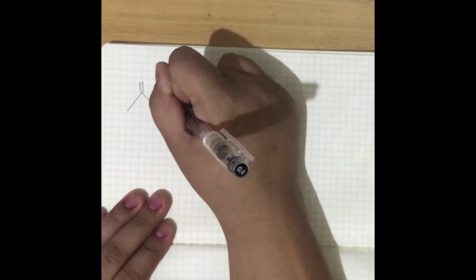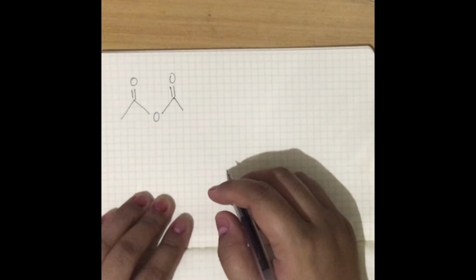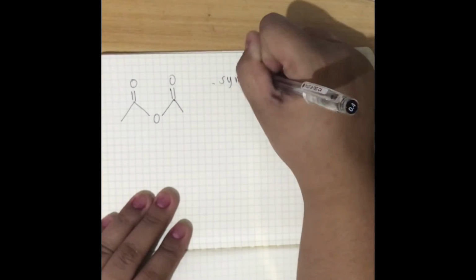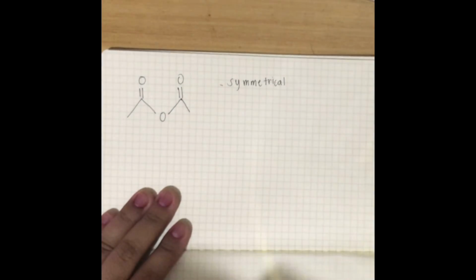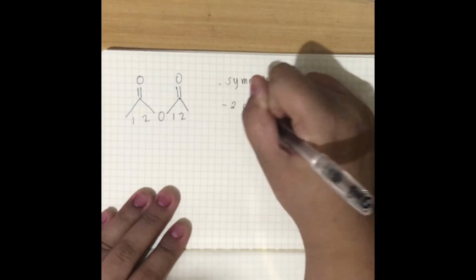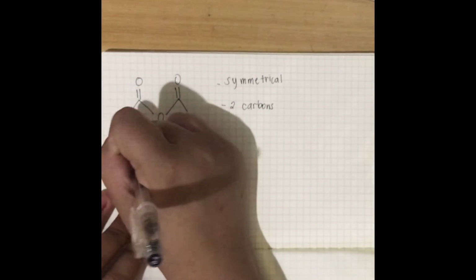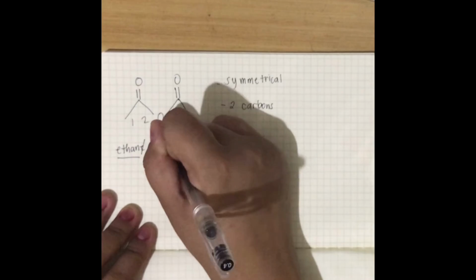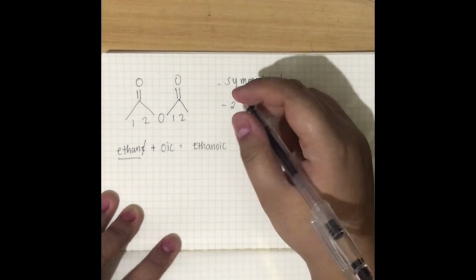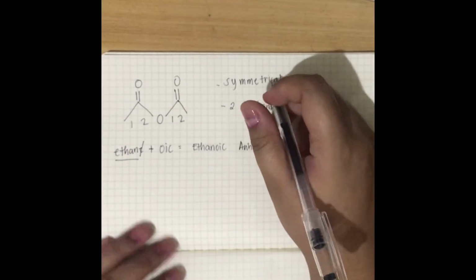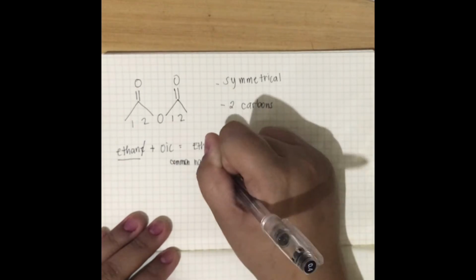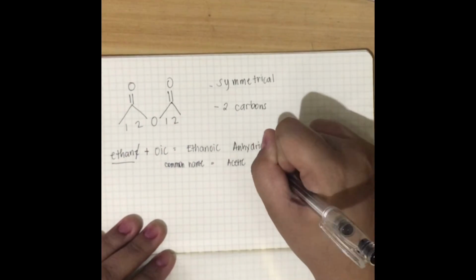So for the first example, we have this particular acid anhydride. This acid anhydride is symmetrical and it has 2 carbons. This structure is called ethane, but when dealing with acid anhydrides, you take off the E and change it to oic. So it is called ethanoic anhydride. The common name for this molecule is acetic anhydride.